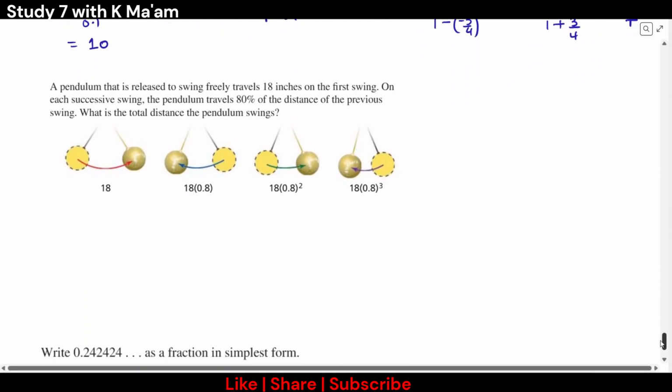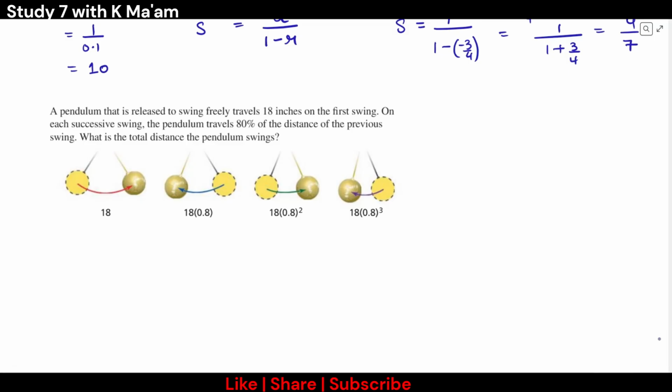Next. A pendulum is released to swing freely and travels 18 inches on the first swing. That means the first time it swings 18 inches. On each swing the pendulum travels 80% of the distance of the previous one. So the distance is getting reduced. What is the total distance the pendulum swings? Total distance, so we have to find the sum of the terms here.